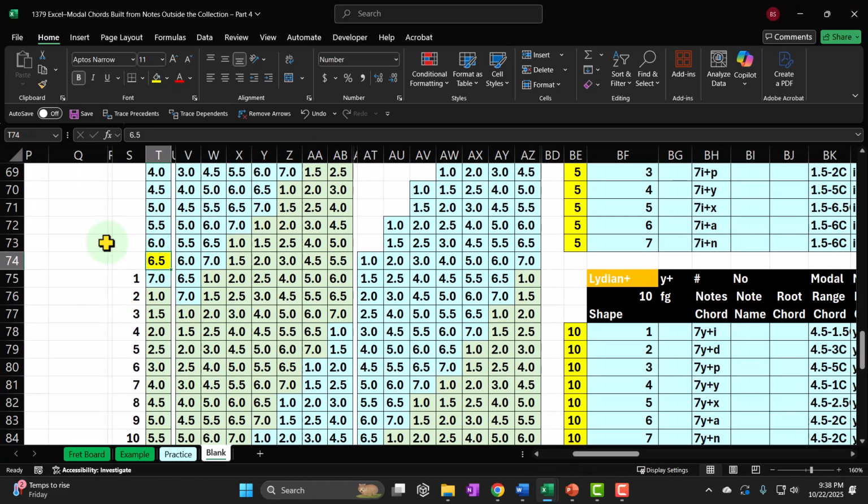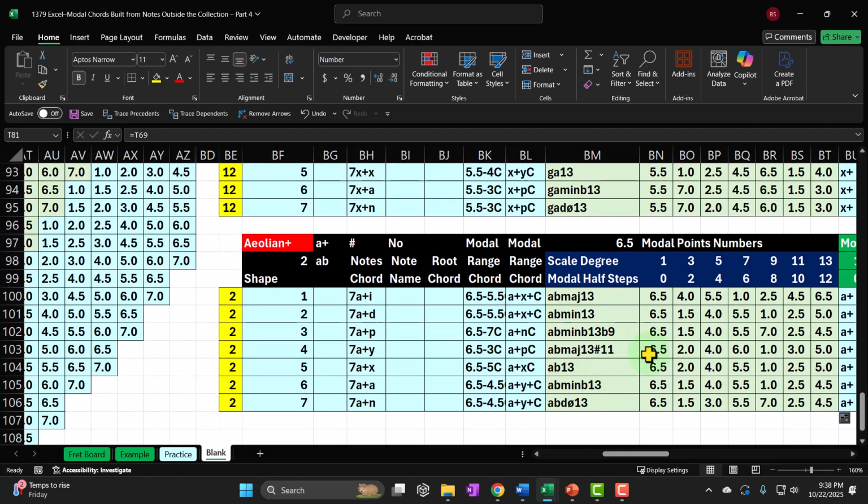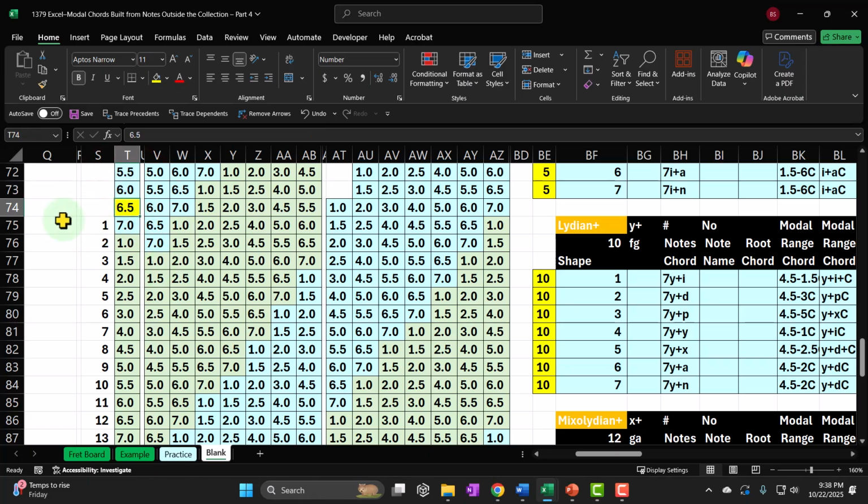If I went a major third up, it would be 4 half steps up. 1, 2, 3, 4 should give me a 2, and then 7 half steps up should give me a 4, to give me the third and the fifth. So it should be... wait a second. I'm starting at 6.5, and then I go up 1, 2, 3, 4, should give me a 2, and it doesn't.